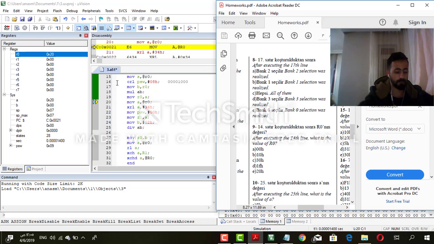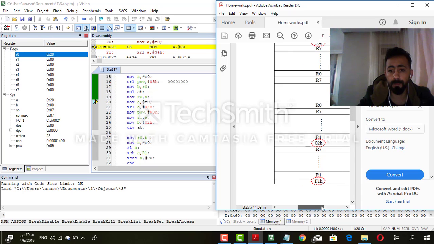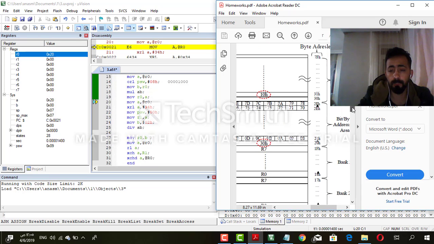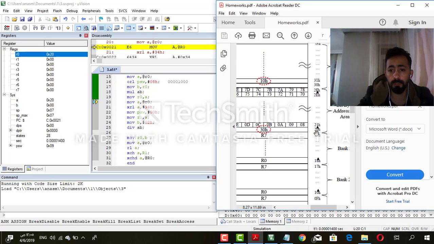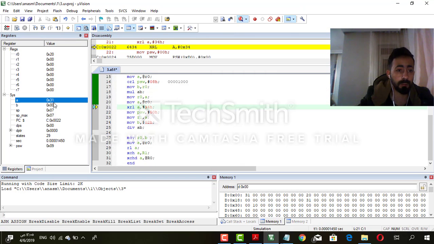Next step, we will move the value which is pointed to by R0 to A. R0 is now 20 hex, so the value which is pointed to by R0 here is 30, but there is a carry from the current one, so 31. So the new value of A will be 31, I think. Yes, 31, sure. So the new value of A is 31.